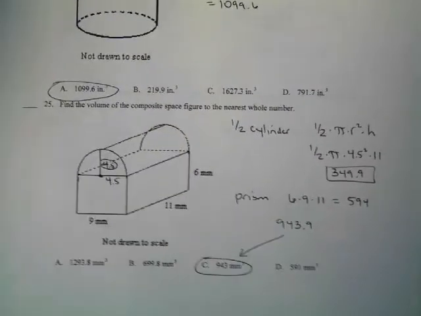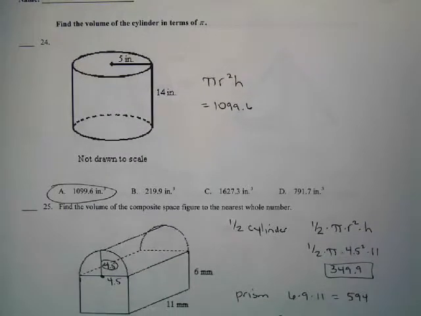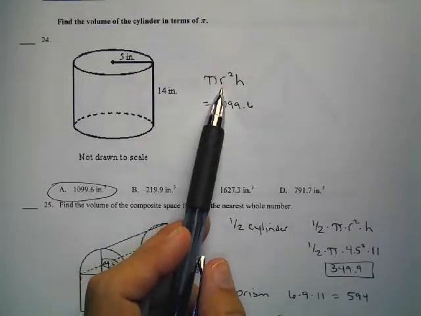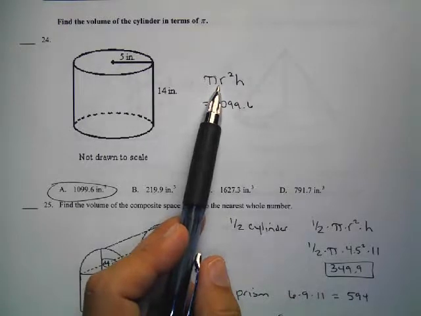Problem 24. Again, volume of the cylinder. If you have your formula, just make sure you use it correctly. The radius is given, the height is given. Substitute 5 squared for radius times 14. You get 1099.6 inches cubed.